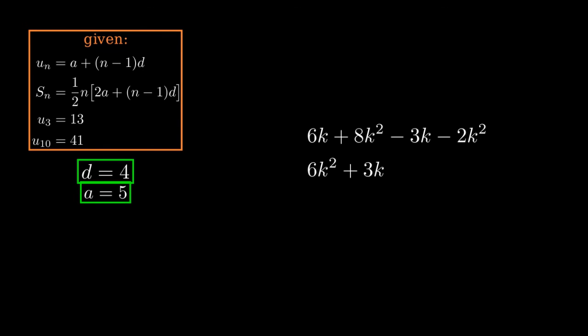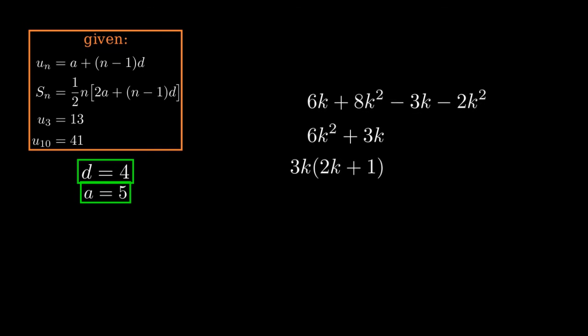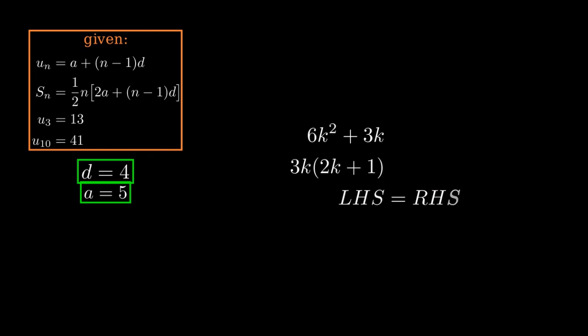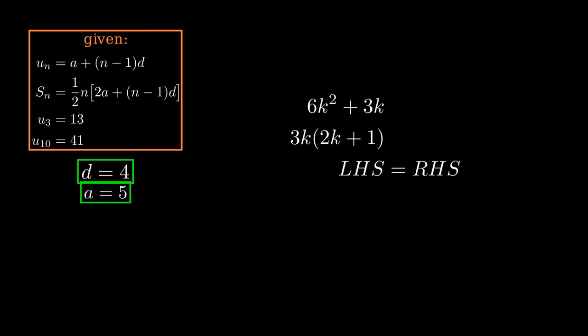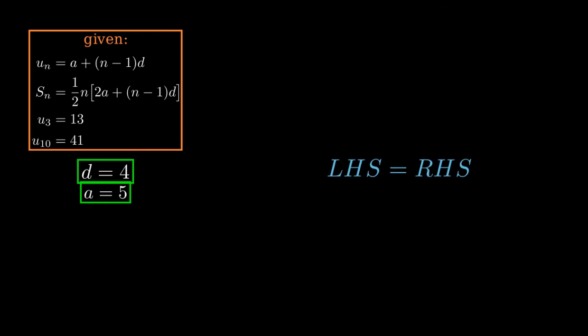We take out a common factor of 3k. And that leaves 2k plus 1. And that's what we're looking for. Left-hand side equals right-hand side means you're done. Very good. That one was not too bad. You just need to apply the formulas that you're given. Alrighty, onward.